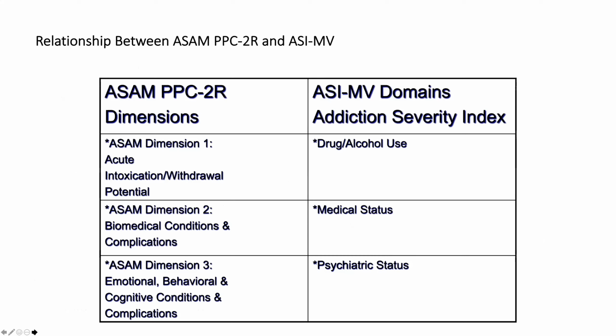So we can look at two ways in the relationship of ASAM, the patient placement criteria, second edition revised, which is on the left, and then the addiction severity index, which is another way that people do this. So when we look at ASAM dimension 1, that is usually the medical or detox dimension, and it has to do with acute intoxication or severe withdrawal potential. ASAM 2 mainly deals with the biomedical conditions and complications. That's if they have diabetes or high blood pressure or something along that line, kind of the medical status.